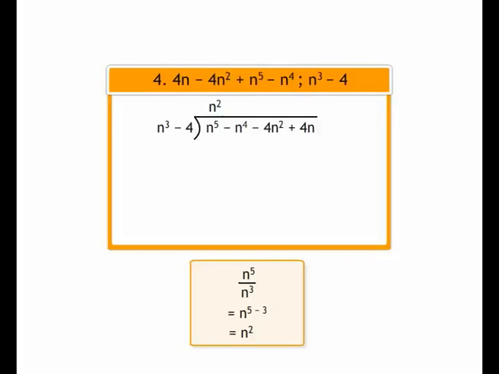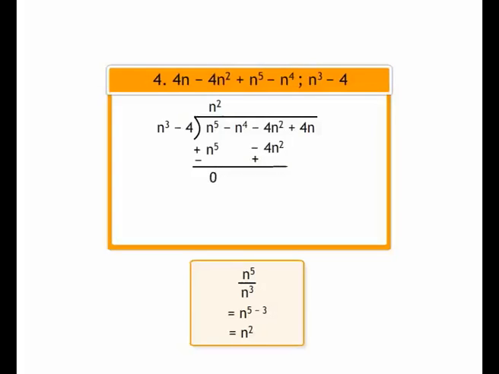After this, we will multiply the quotient, that is n square, with the divisor, that is n cube minus 4, as n square multiplied by n cube minus 4 is equal to n raised to 5 minus 4n square. We will now write this product exactly below that part of the dividend whose polynomial bears the same index. Thus we will write n raised to 5 below n raised to 5 and minus 4n square below minus 4n square. Now after changing the signs of both the terms of the product, we get 0.